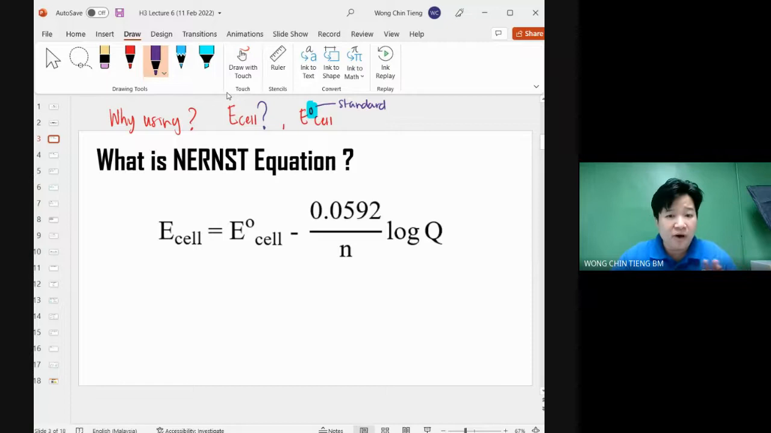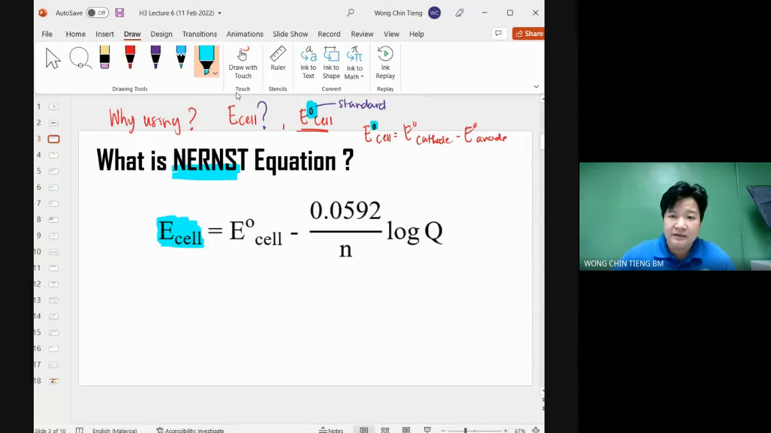Simple, very simple. We are going to use Nernst equation. So when are we going to use Nernst equation? When we are looking for the cell potential when the condition is not under standard condition, all right? So kalau standard condition, kita kira macam mana? Kita akan kira guna cara ni yang saya dah ajar last week. E not cell equals to E not cathode minus E not anode. Kalau dia adalah standard, kita boleh guna cara ni. Alright? Kita boleh selesaikan dia. Kita akan dapat E not cell. Tapi kalau dia tak standard, then kita terpaksa guna Nernst equation. That is what Nernst equation used for.